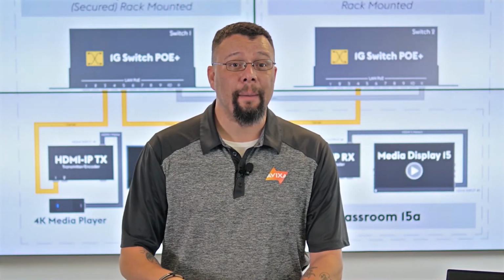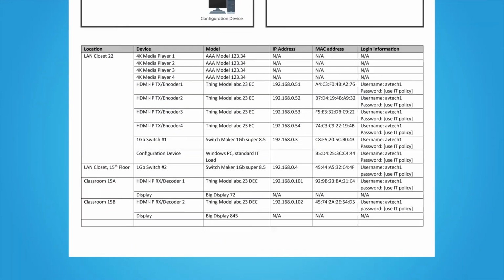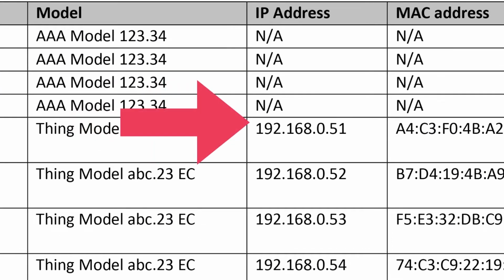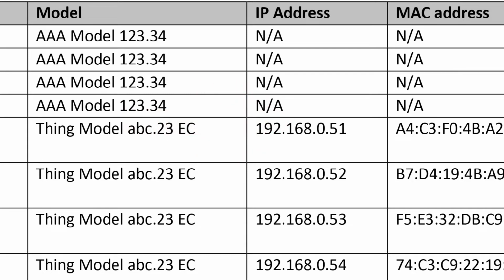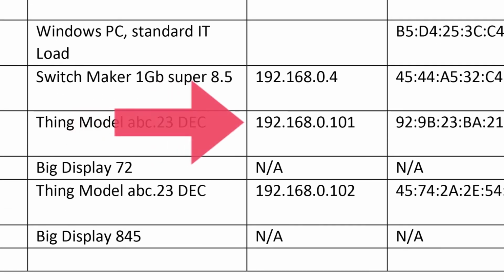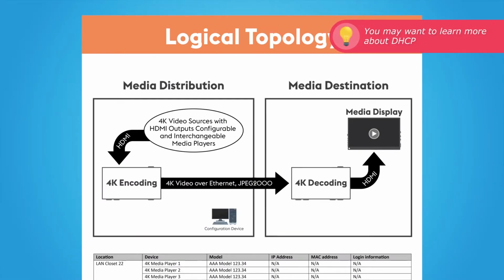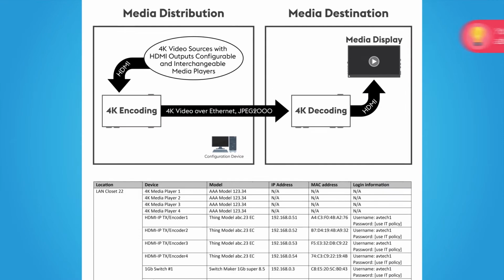We will need to assign IP addresses based on the logical network diagram. We can see that the diagram assigns 192.168.0.51. Now we're going to assign this to the encoder, and then we will assign 192.168.0.101 to the decoder. Some network configurations may specify that you configure the device for DHCP so that the IP address can be set by the network.